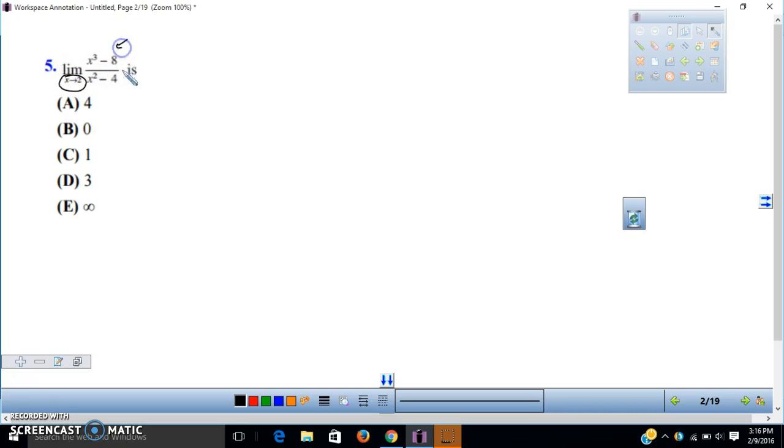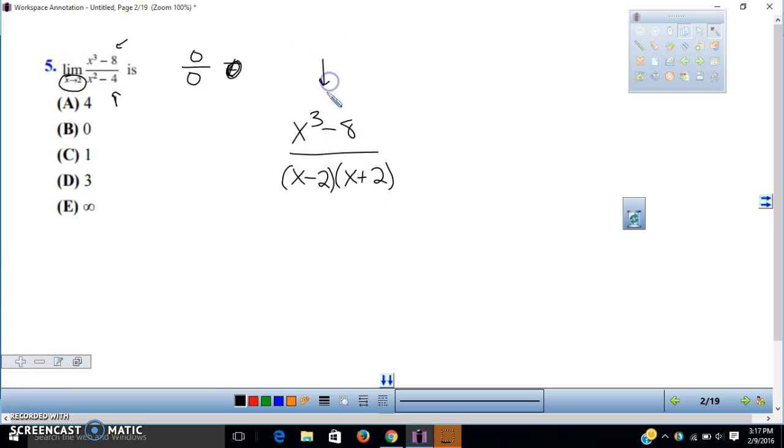Okay. When you plug in 2, you get 0 over 0, which you don't know what that is. So we have to see if we can factor this somehow or manipulate it. Well, I know x squared minus 4 factors into x minus 2 times x plus 2. That's a good old thing we should have learned a long time ago. Now, if you look at this, there has to be something it factors into. If you don't know it off the top of your head, that's fine.